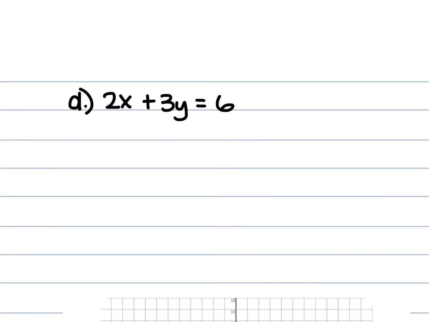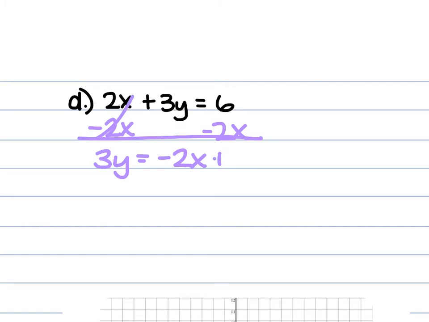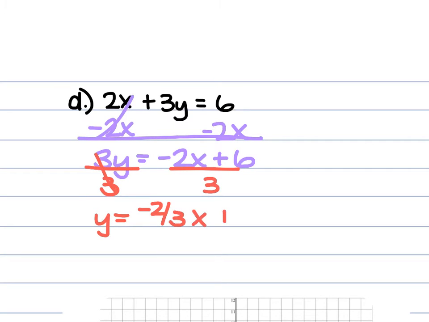For D, we have 2x plus 3y is equal to 6, so we're going to move the 2 over by subtracting it. We have 3y is equal to negative 2x plus 6. We're going to divide each side by 3. We're going to have y is equal to negative 2 over 3x plus 2. 6 divided by 3 is 2. Negative 2 divided by 3 is negative 2 over 3.